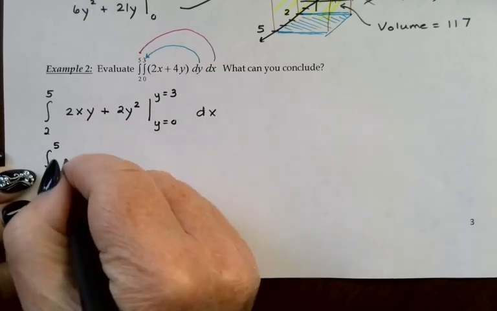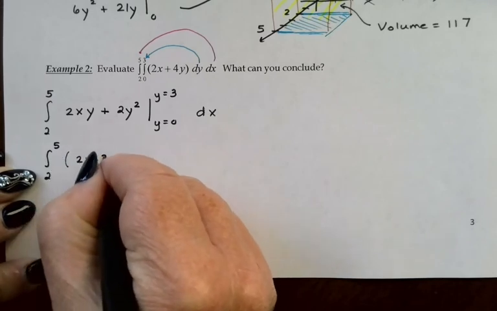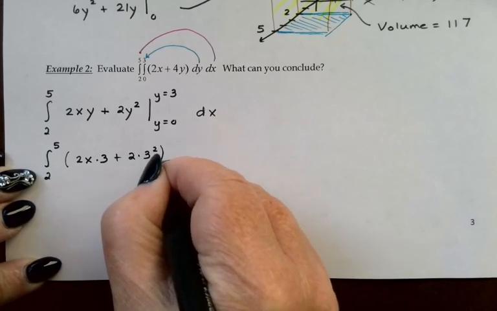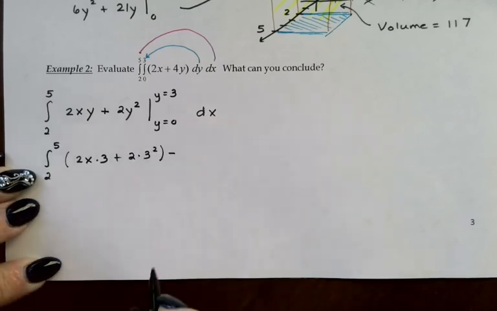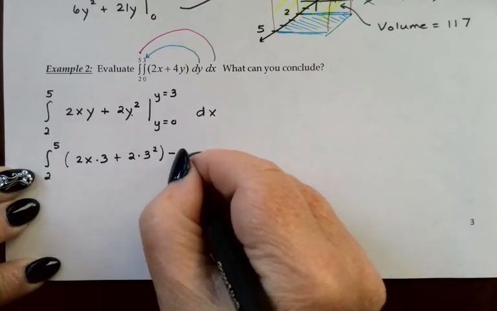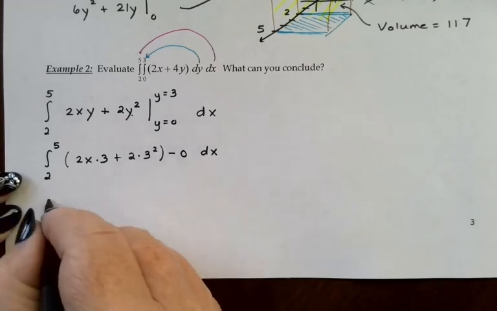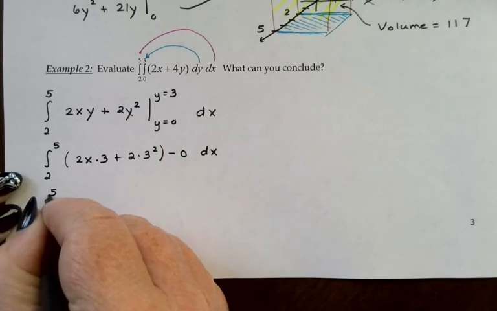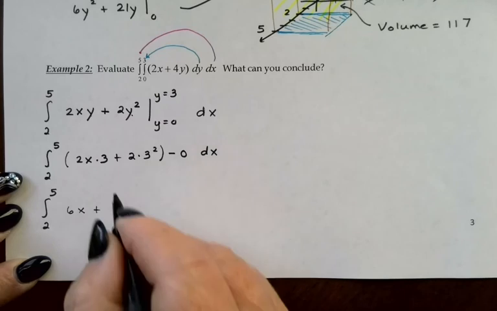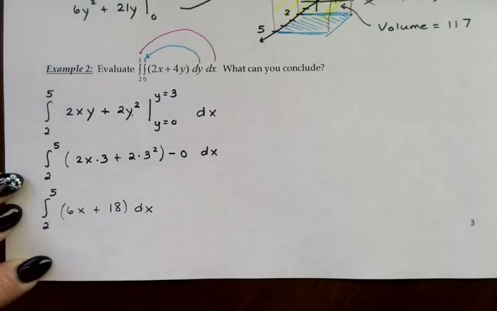All right, plugging in our upper limit of integration, y equals 3, I have 2x times 3 plus 2 times 3 squared, minus, and once again, with a y in both terms, when I plug in y equals 0, I do just get 0 there. So I end up with 6x plus 2 times 9, or 18, dx, to do as my second integral.